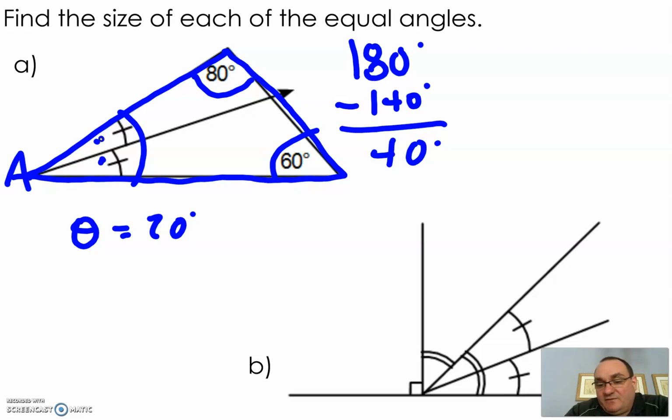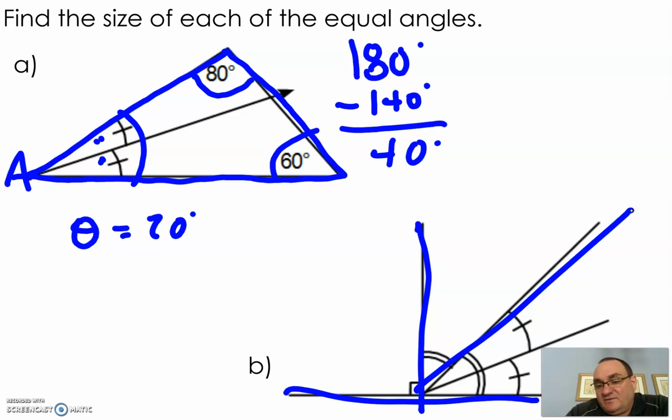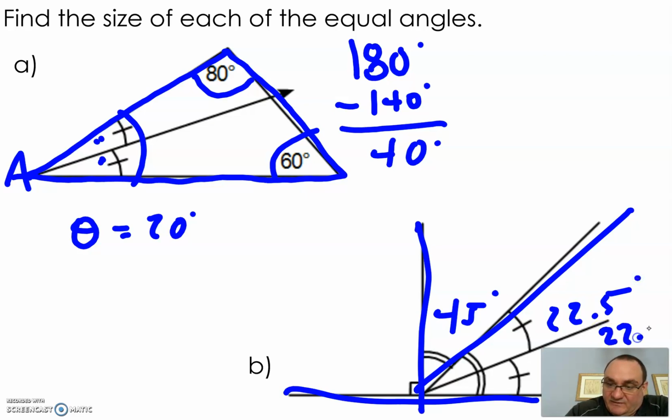Finally, looking over at B, we recognize the symbol for perpendicular, so we'll see a perpendicular line there. It looks as though there's potentially an angle bisector here, which would be 45 degrees here, and then we would be splitting the remaining 45 degrees into two sections, which would give us 22.5 degrees, followed by another 22.5 degrees.